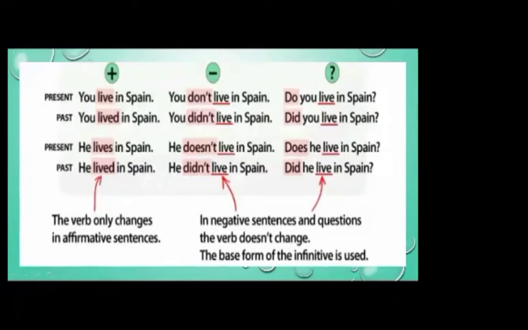In the negative, in the present, you don't live in Spain. You didn't live. Again, here we are not changing the verb because did is the auxiliary verb in the past. He doesn't live in Spain, present. He didn't live in Spain. Again, the verb is not being changed. Do you live in Spain? Did you live in Spain? Did is the auxiliary verb in the past, so the live is in first form. Does he live in Spain? Did he live in Spain? In negative and interrogative sentences, the verb does not change.